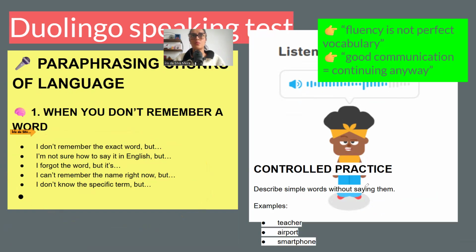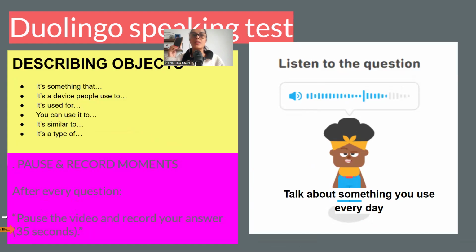To do so, you are going to record an audio for 35 seconds. Record this audio, send it to me by WhatsApp. Yes? Take your time and let's go. Let's pause the video to do it.